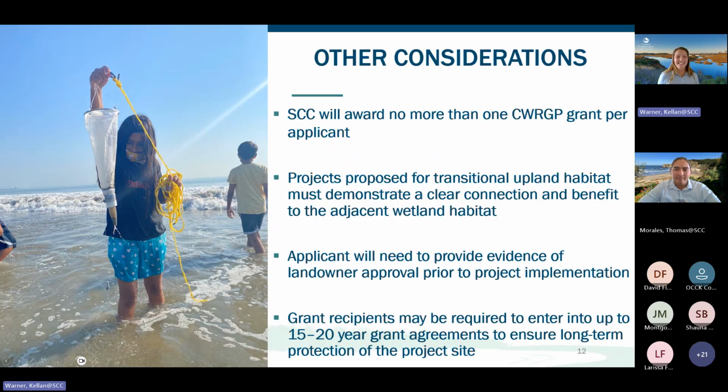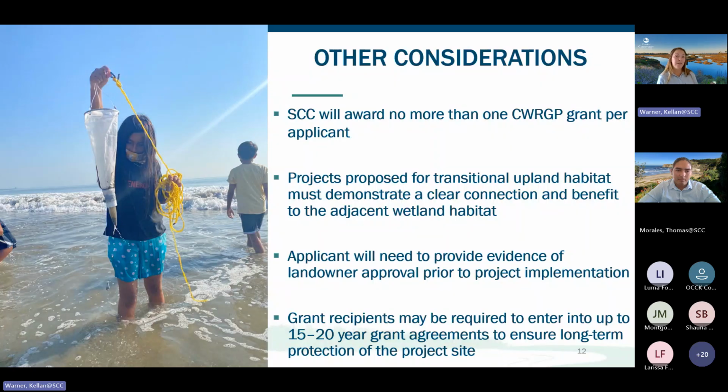Okay, some other considerations to think about. This sentence has changed. We can't award more than 1 CWRGP grant per applicant.